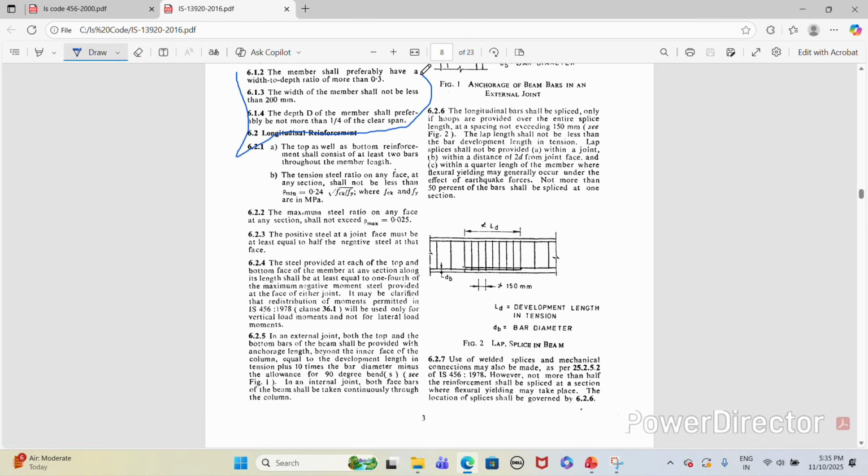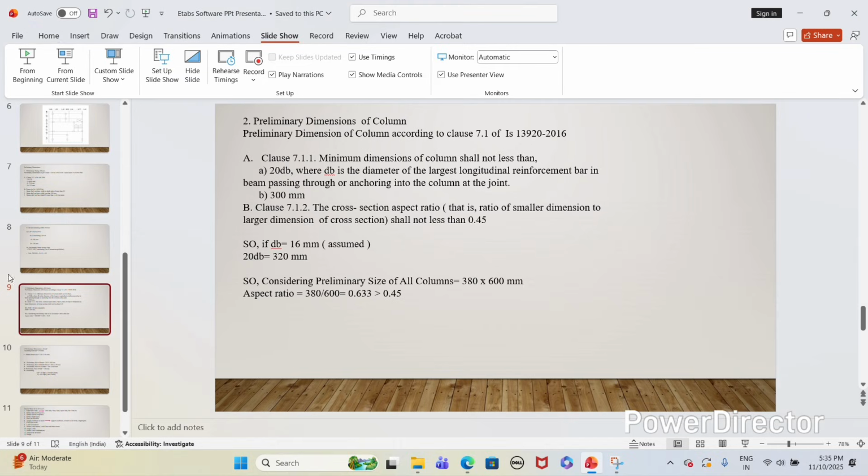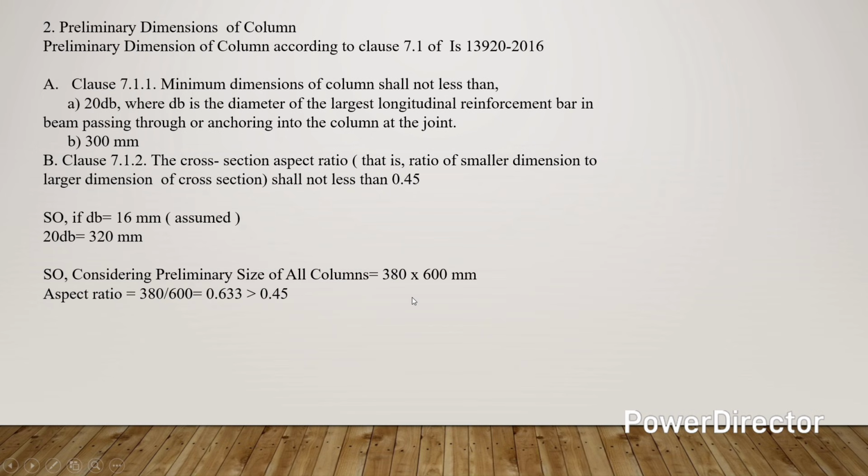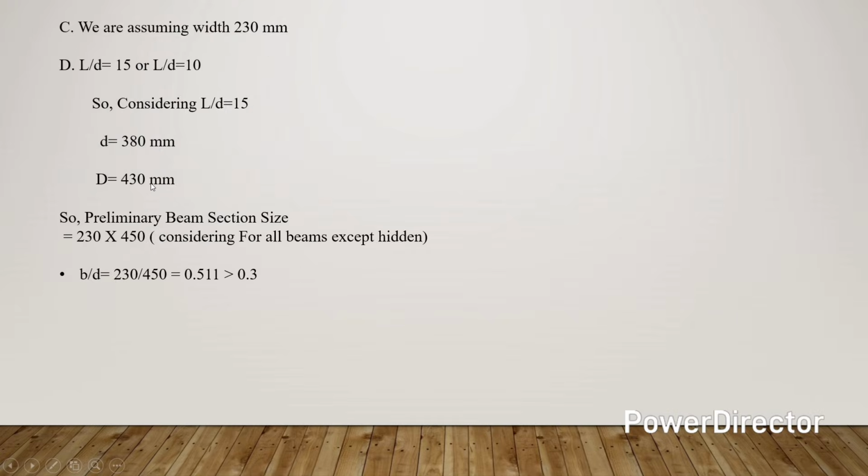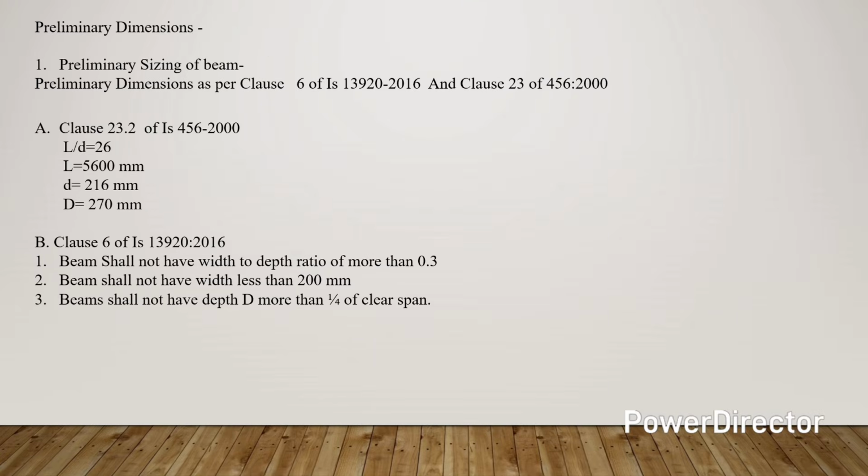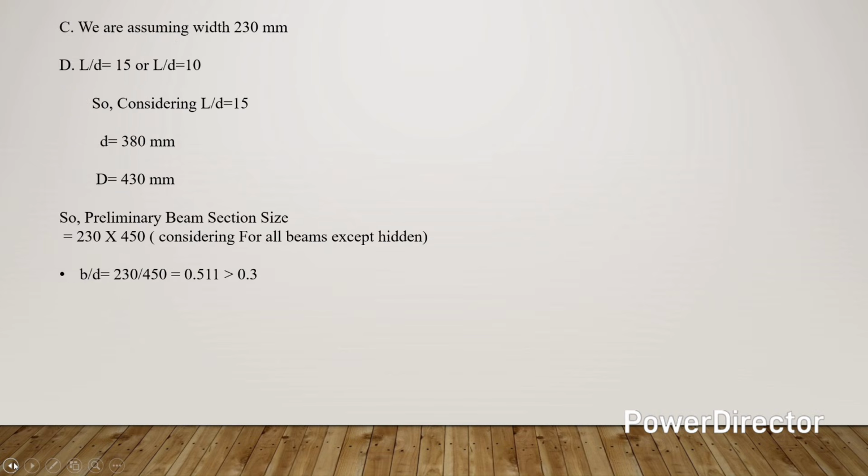These are the points which we will consider. I have written the points: beam shall not have width to depth ratio of more than 0.3. Then the second point is beam shall not have width less than 200 mm. Then beams shall not have depth more than 1 by 4 of clear span.